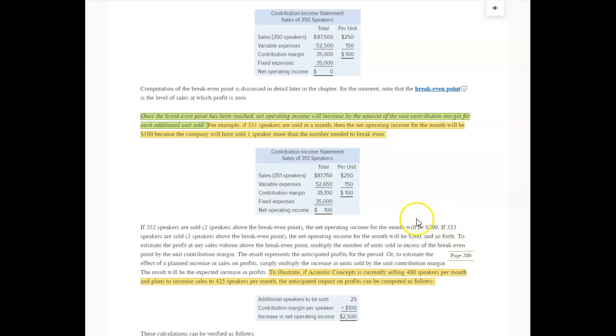Now, just to show you what happens if we go 1 unit past the break-even point. So now if we sell 351 units, then here's the revenue, here's the variable expenses. The contribution margin is now $35,100, and the extra $100 comes from selling 1 more unit past the break-even point. And so take away the fixed expenses, $35,000, and our net operating income is now $100. So if we are 1 unit past the break-even point, our net operating income will equal the contribution margin for 1 unit, $100.